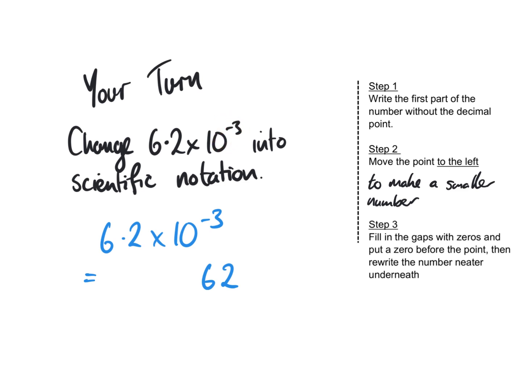Now, the decimal point at the moment is between the 6 and the 2, so we're going to start here, and I'm going to move it to the left by 3 spaces. So 1, 2, 3 spaces to its new position, and then fill in the troughs with zeros and an extra 0 at the start. Lastly, we're just going to neaten it up again, and we should end up with that.